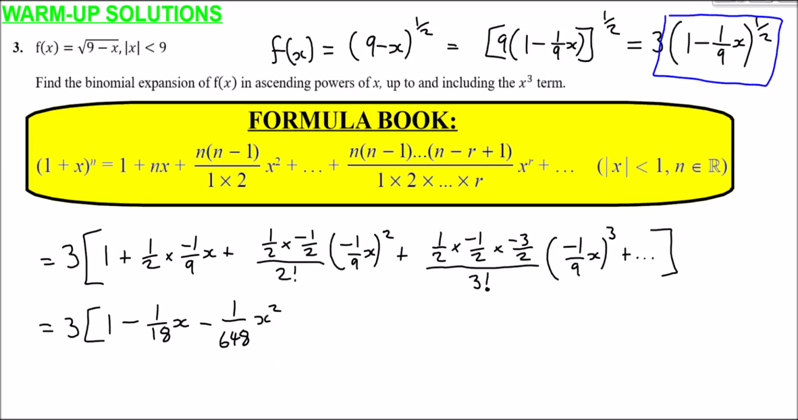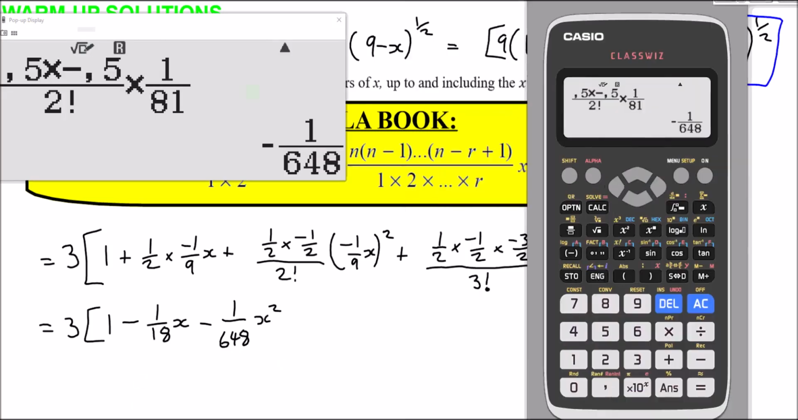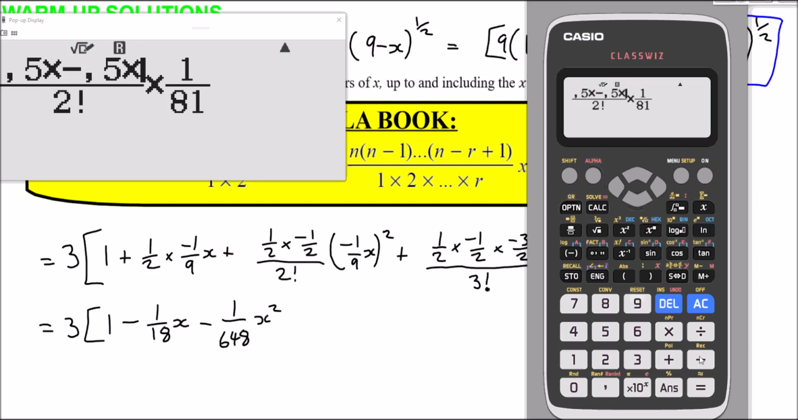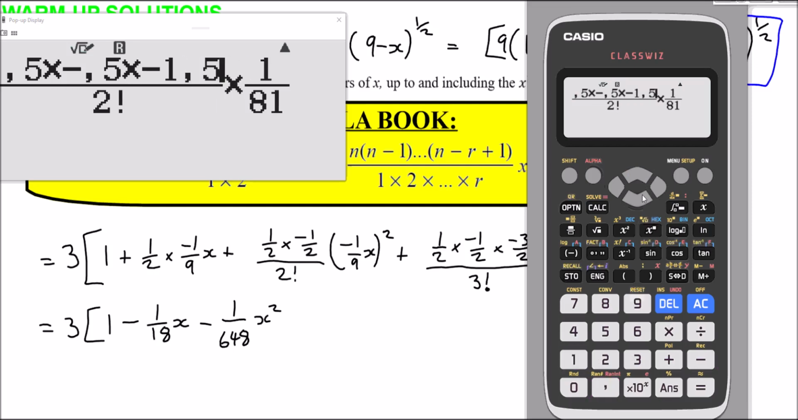Similar process to this one. So over here, what we're going to have is half times minus 1.5. So I'm just going to edit this times minus 1.5. Next, that's over 3 factorial. And then that's going to be multiplied by minus 1 over 9 cubed.